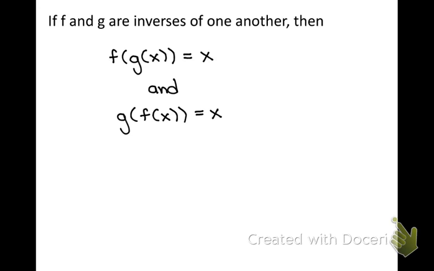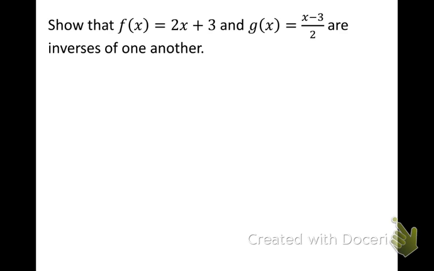So let's see this in action. I've got f(x) = 2x + 3, and I have g(x) = (x - 3)/2. And we want to show that they are inverses of one another. The way that we are going to show this is using that really cool fact that I just taught you guys, that f(g(x)) = x and g(f(x)) = x. So we're going to find both compositions, and as long as they both equal x, then we have confirmed that these two functions are inverses of one another.